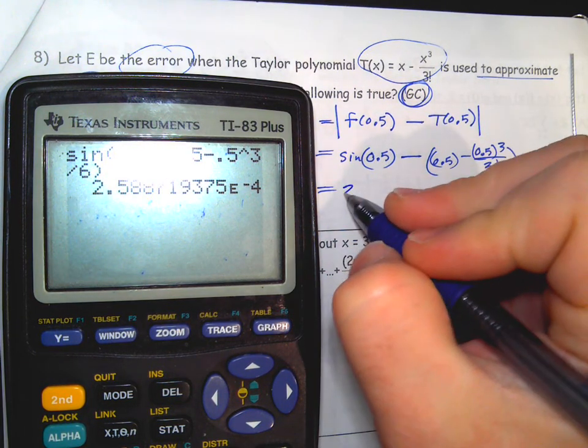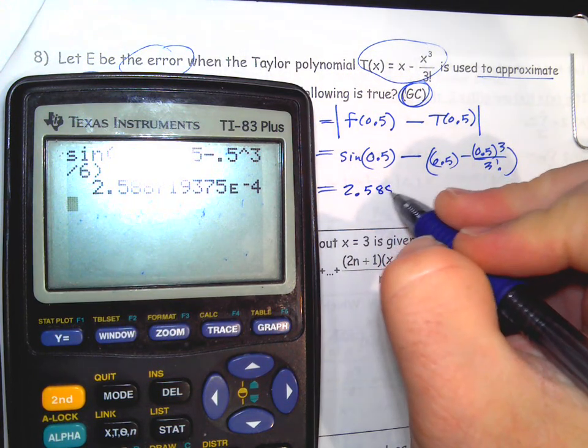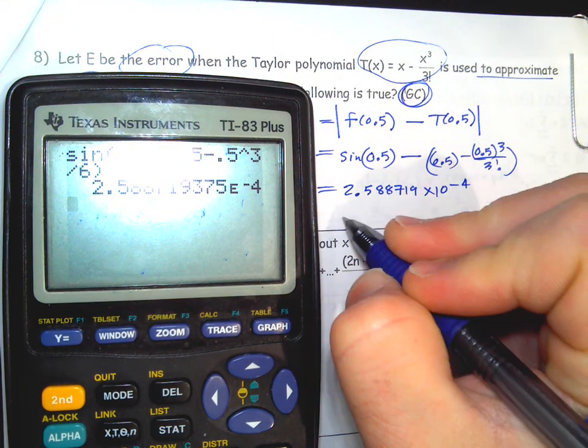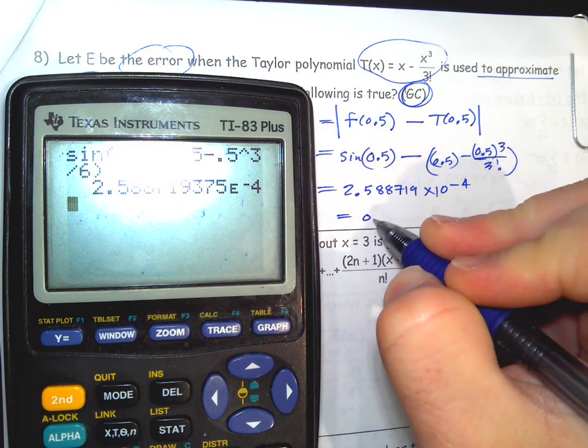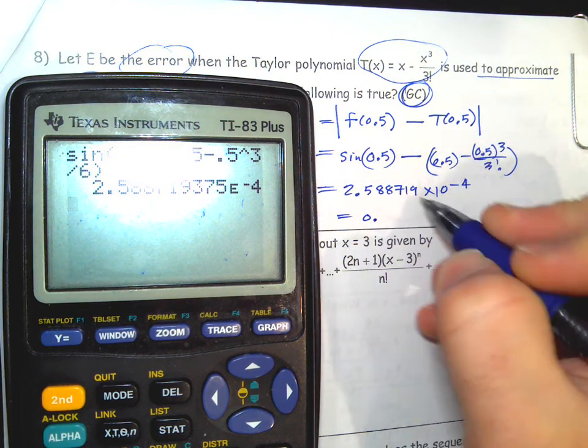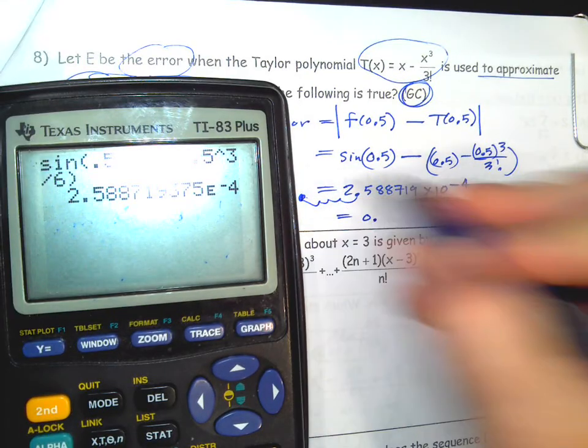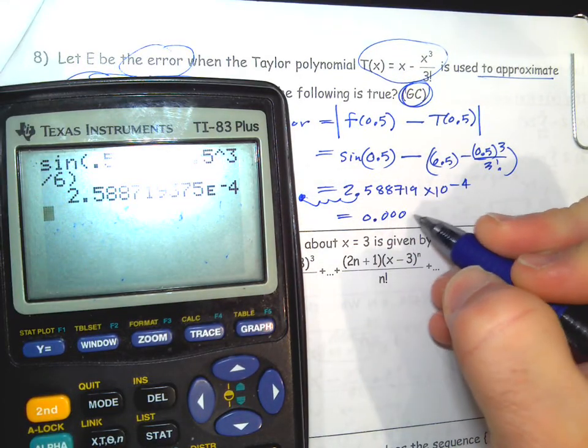And I get 2.5888719 times 10 to the negative fourth, which I think is going to be easier if I write it in regular notation, not scientific. I'm going to move the decimal over 4 spots. So 3 zeros after the decimal point.